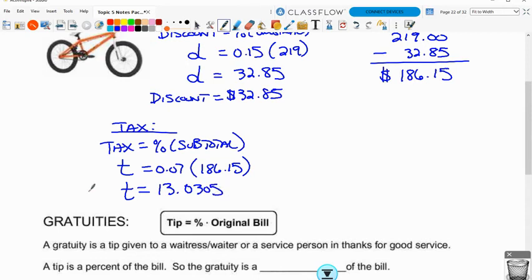305/10,000ths. But again, remember, tax is money, so we have to round this to the nearest hundredth. It looks like 3/100ths. That zero in the thousandths place definitely isn't enough to round us up. So our tax amount is going to end up being $13.03. Okay, so now that we know the amount of tax, now we can figure out the total price.